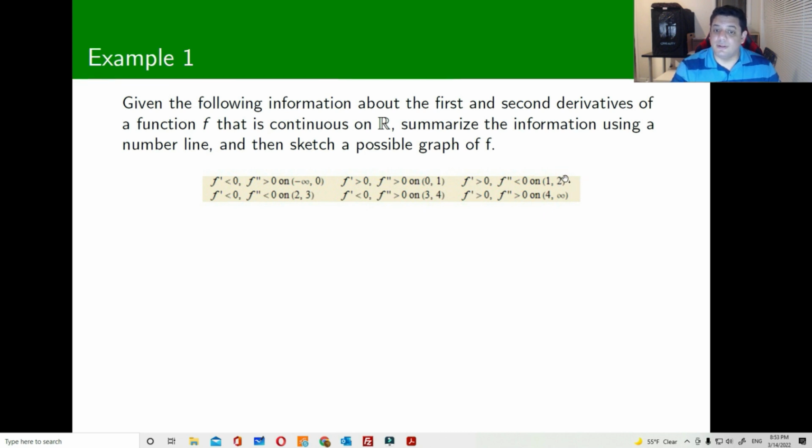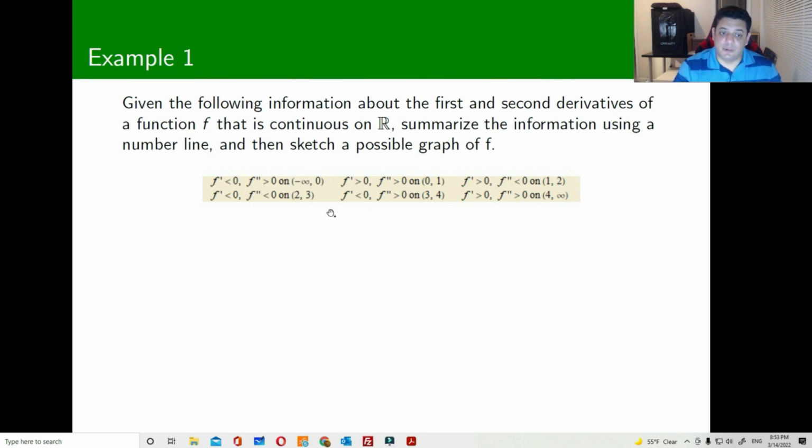In the interval 1 to 2, notice that f prime is bigger than 0 and f double prime is less than 0. So this is telling me that we're still increasing in here, but we're changing concavity. Now concavity is going to be concave down. Notice that 1 is likely going to be an inflection point, since there is a change in the concavity here from being concave up to concave down.